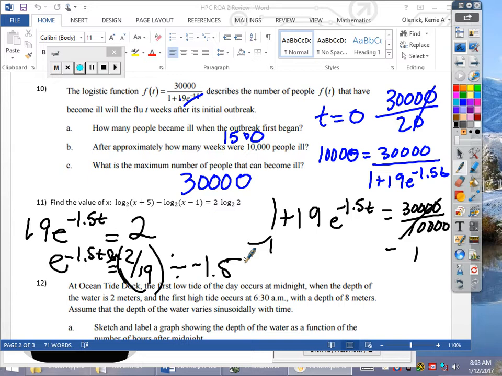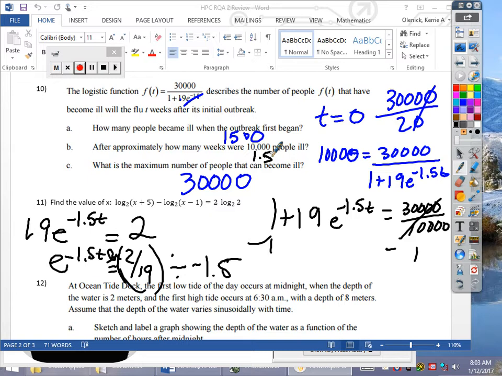what do you get? You get 1.5? All right, let me just double check. I'm not trusting you this morning. 2 divided by 19, the ln of that. Oh, you guys are absolutely correct. All right, so it is 1.5. 1.5 weeks. Everyone good? Sorry, I didn't finish that one all the way, so I had to double check in the calculator. Questions?